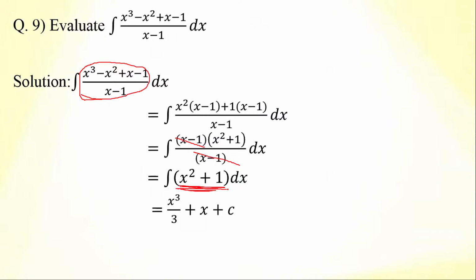You integrate x square, you will get x cubed by 3. When you integrate 1, you will get x plus the constant of integration. So that becomes the final answer.